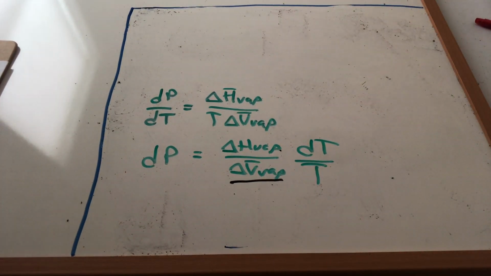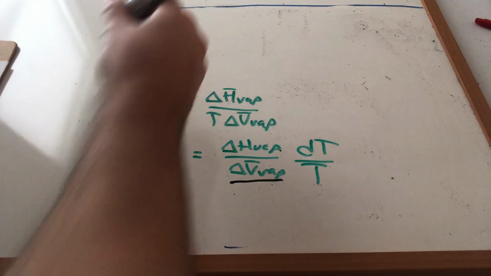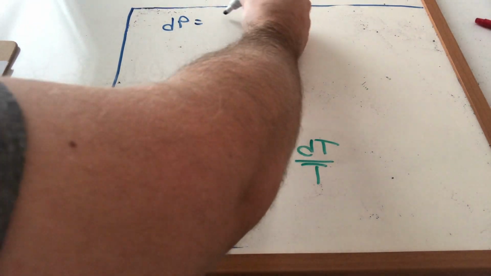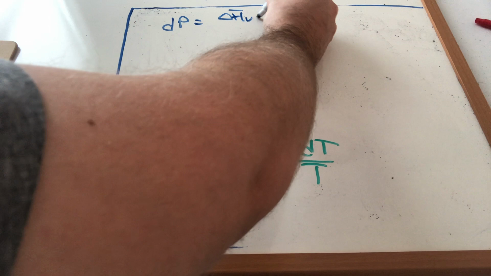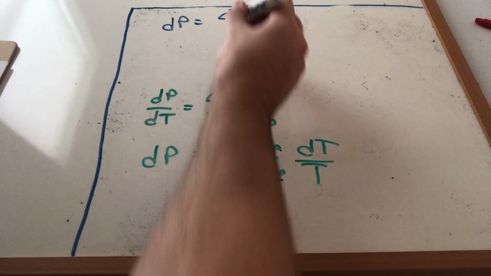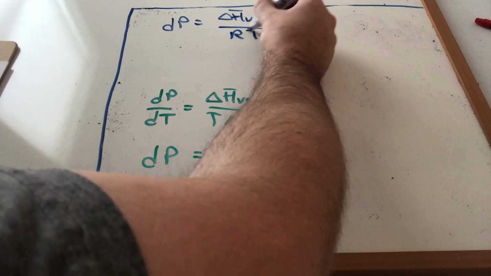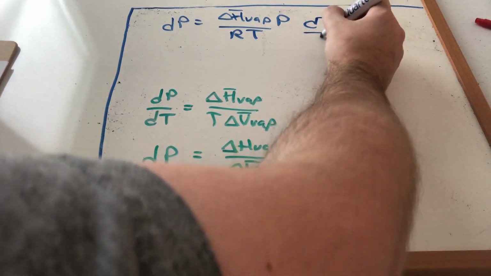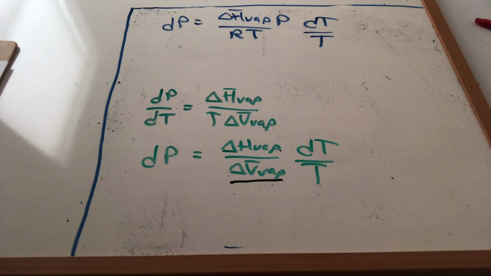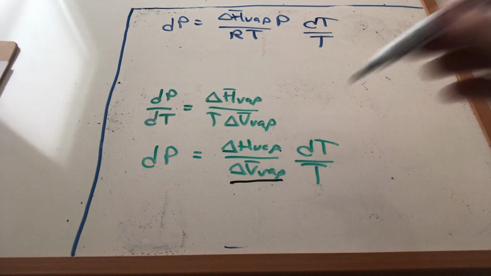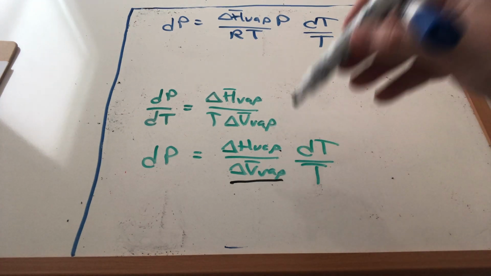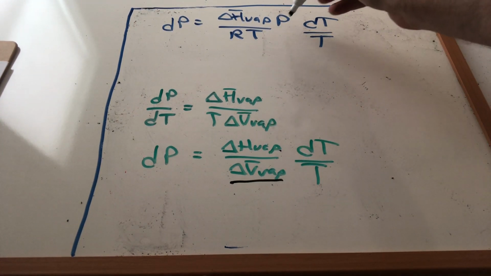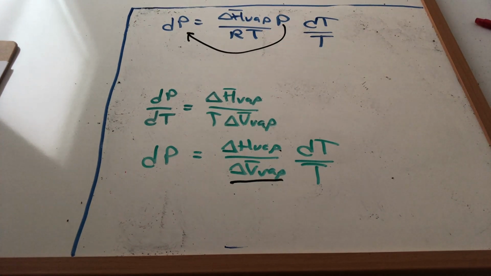If we make that substitution, then on the left-hand side, we're going to have a dP. My delta H VAP hasn't changed. My delta V becomes RT over P, and I still have this dT over T term left. Now, if I want to solve this differential equation correctly, with the assumption that delta V is really just V for the gas, and V is an ideal gas, so I can replace it with RT over P, I absolutely have to bring this P to this side.